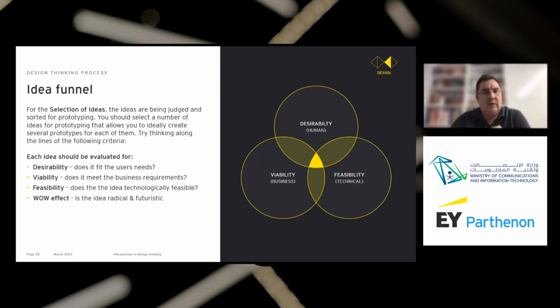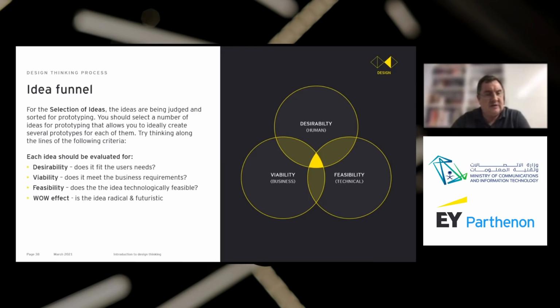Another way we evaluate an idea is if it's technically feasible. Is this something that can actually be realized, or have we designed something that technology doesn't allow it actually to be made? And the third thing is from a viability point of view, from a business perspective, can it be made? So what we evaluate is all of these 3 things together, but what we're really looking for is that special thing in the middle, which is the wow effect. It's like, is this idea meeting all of these things, but is also radical and futuristic and something really fresh and new and innovative?